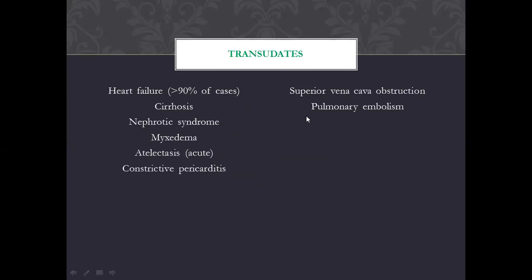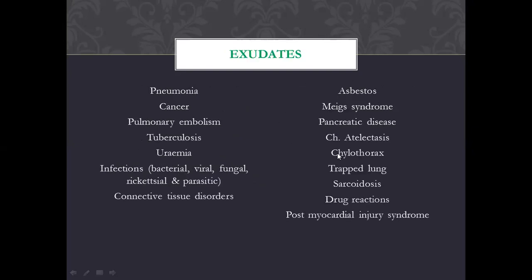Causes of transudative pleural effusion. The most common cause is heart failure. It is seen in 90% of the cases. There is cirrhosis of the liver, nephrotic syndrome, myxedema, atelectasis when it is an acute one, and constrictive pericarditis. Superior vena cava obstruction and pulmonary embolism also can lead to the transudative type of pleural effusion.